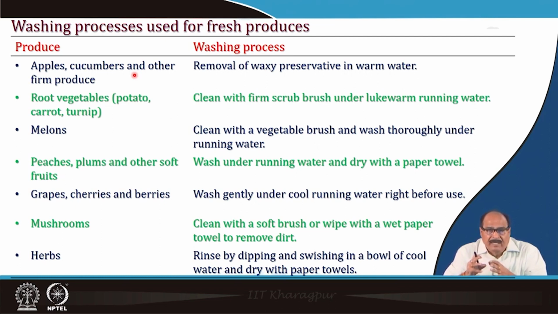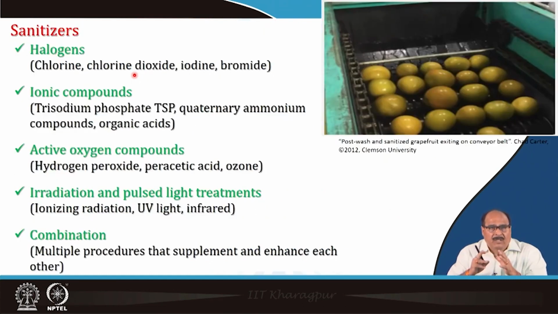Mushrooms are cleaned with a soft brush or wiped with a soft wet paper towel to remove the dirt. Herbs are rinsed by dipping and swishing in a bowl of cool water and dried with paper towels. So, these are some of the washing procedures for some common fruits and vegetables. Now, particularly in the case of vegetables, because of their proximity to the soil, in roots, tubers etc., they might be associated with various contaminants, microbial contaminants etc.